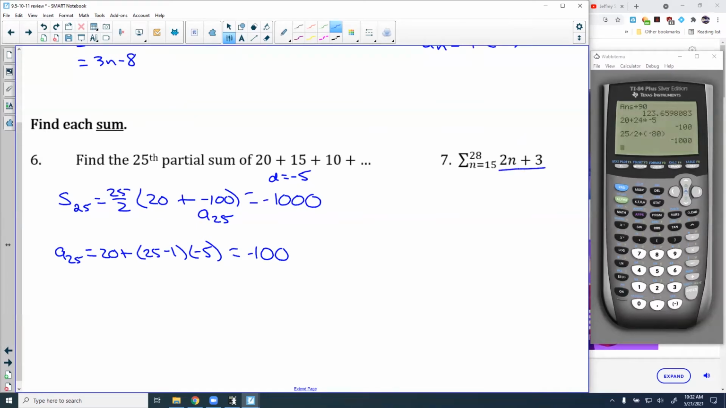Here, that's linear, which makes this arithmetic. We need s sub, if we go 28 minus 15, that's 13 terms. So there's actually 14 terms. S sub 14 is equal to 14 over 2 times, the first term is 30 plus 3, it's 33. The last term is what we get when we plug 28 in. So 2 times 28 plus 3. So the last term is 59.